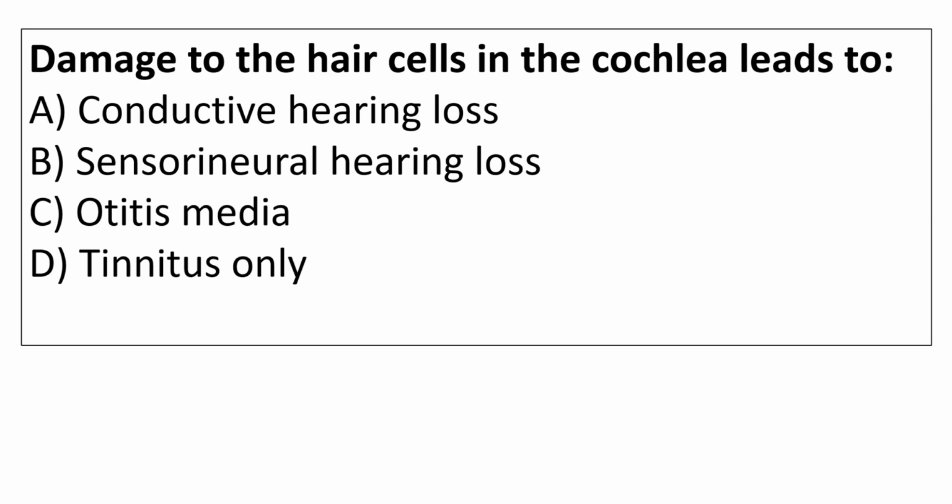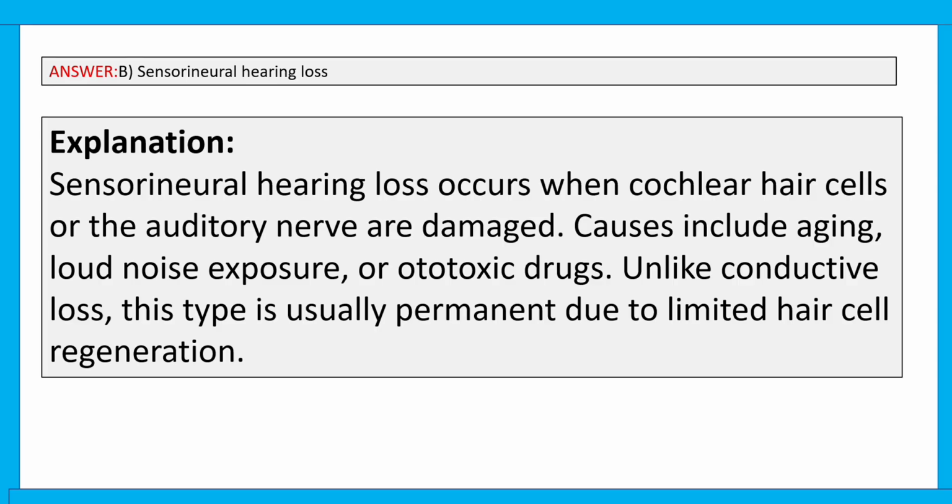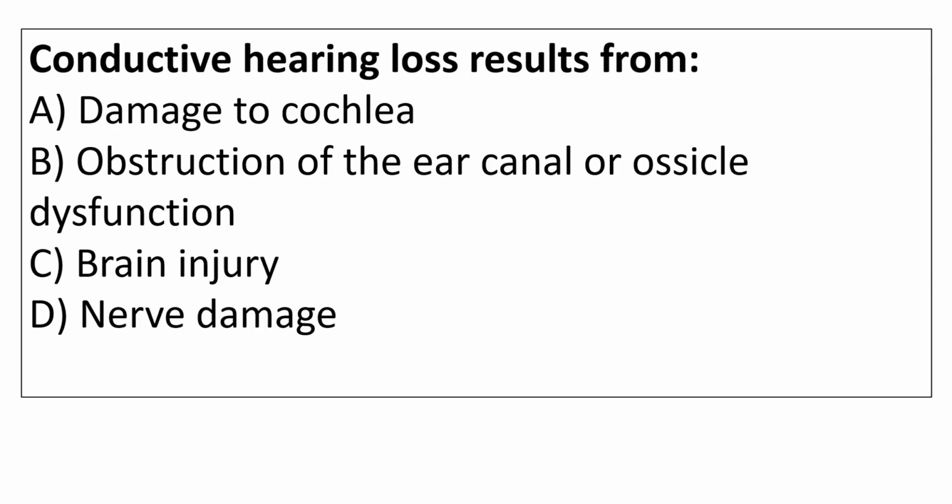Damage to the hair cells in the cochlea leads to option A, conductive hearing loss, option B, sensorineural hearing loss, option C, otitis media, option D, tinnitus only. The right answer is option B, sensorineural hearing loss. Explanation: sensorineural hearing loss occurs when cochlear hair cells or the auditory nerve are damaged. Causes include aging, loud noise exposure, and ototoxic drugs. Unlike conductive loss, this type is usually permanent due to limited hair cell regeneration.